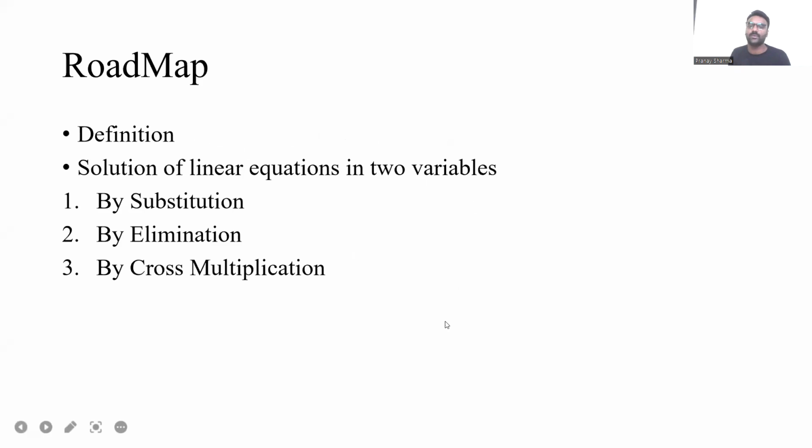So let us see, this is how our roadmap is going to look. First and foremost, we'll be dealing with the definitions part. That means why do we call this linear, and what does an equation signify? Why is it known as a linear equation in two variables?